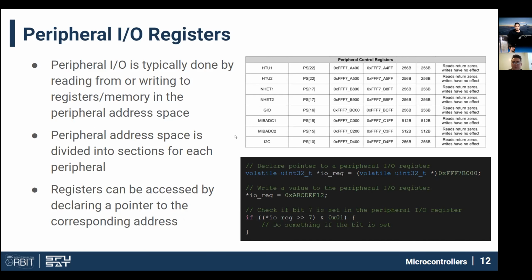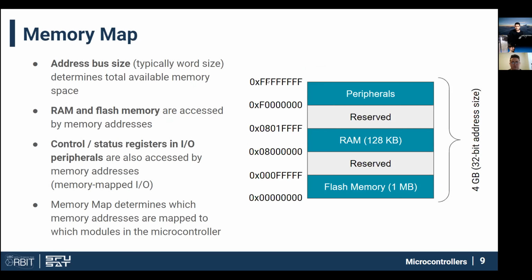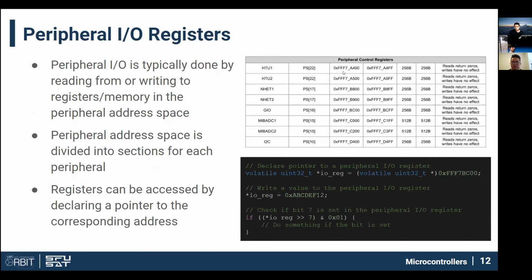Okay, so let's talk a little bit about peripherals now that we've covered the memory parts. We'll jump back here for a sec. Peripherals is typically the highest address space, and inside here it's divided into a bunch of subsections. That could look something like this: from this address to this address is this peripheral.